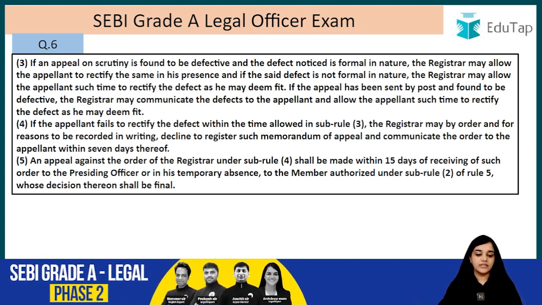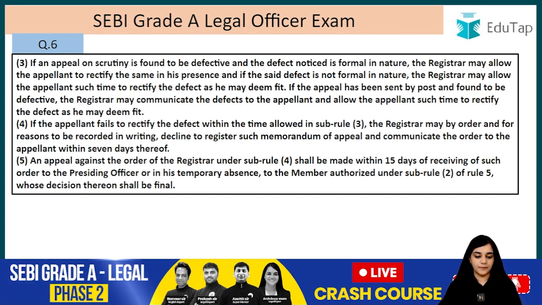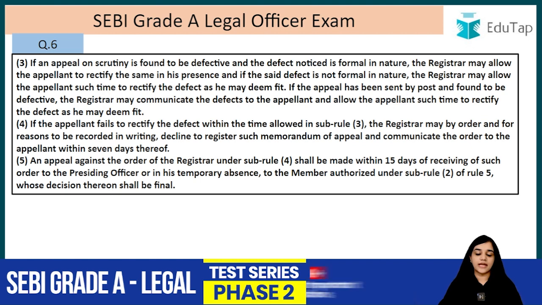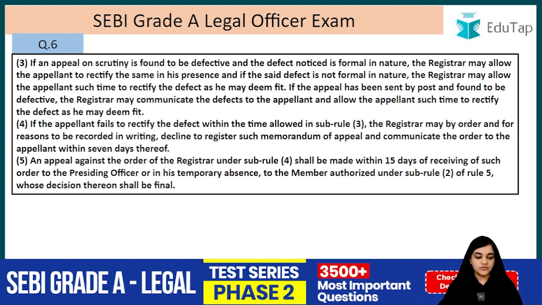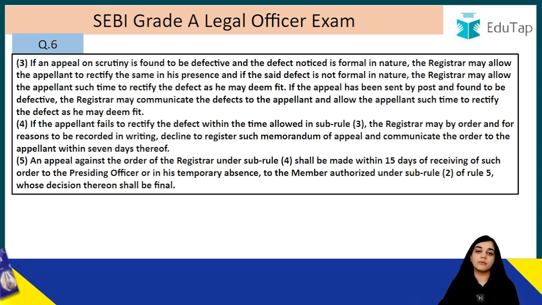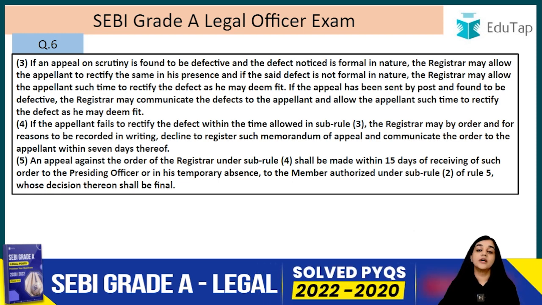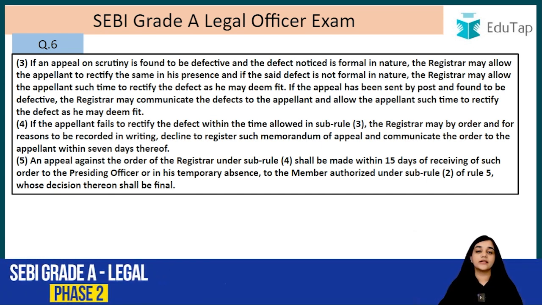If the appeal has been sent by post and found to be defective, the registrar may communicate the defects to the appellant and allow the appellant such time to rectify the defects as he may deem fit. If the appellant fails to rectify the defect within the time allowed in sub-rule 3, the registrar may by order and for the reasons to be recorded in writing decline to register such memorandum of appeal. So the registrar can decline to register such memorandum of appeal if the appellant has failed to rectify the given defect in the specified time, and communicate the order to the appellant within 7 days thereof.